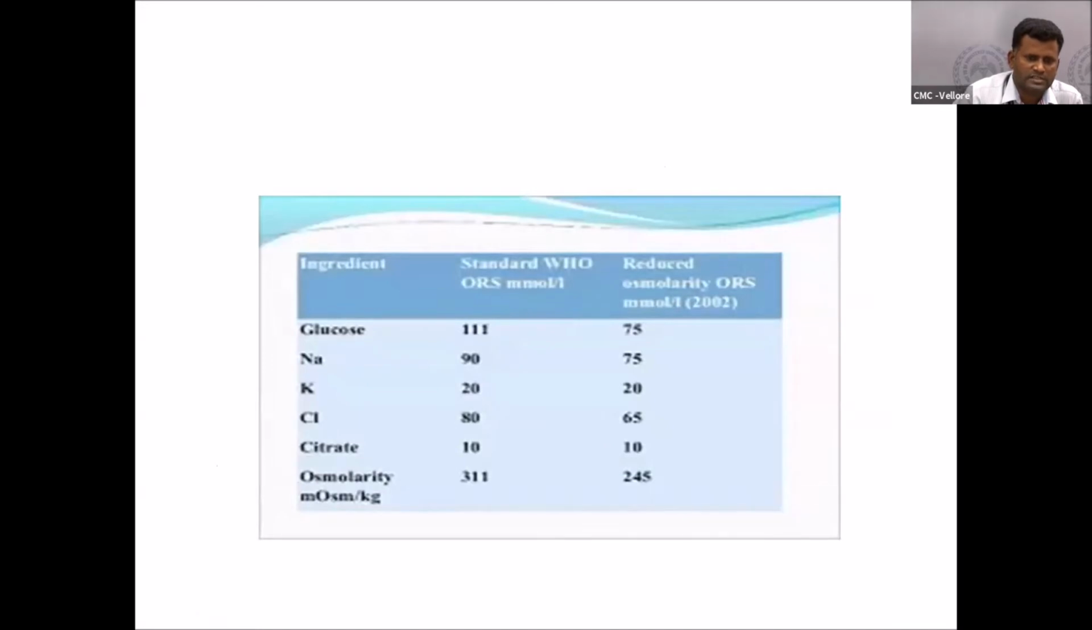So coming to the ORS, I put up one slide on ORS. One is the standard WHO ORS, which was formulated for cholera diarrhea. So it has a high osmolarity; here 311 is the osmolarity. High osmolarity can again produce more diarrhea, and hypernatremia is a complication because sodium is very high. But in reduced osmolarity ORS, the glucose and sodium content has been reduced to 75 millimoles per liter, and the total osmolarity is 245.